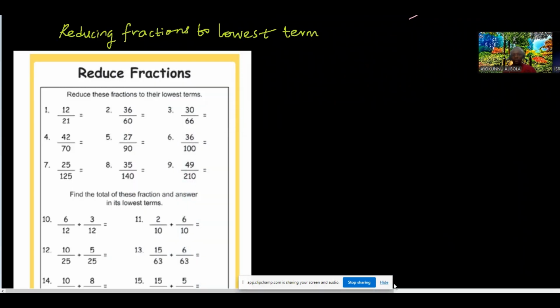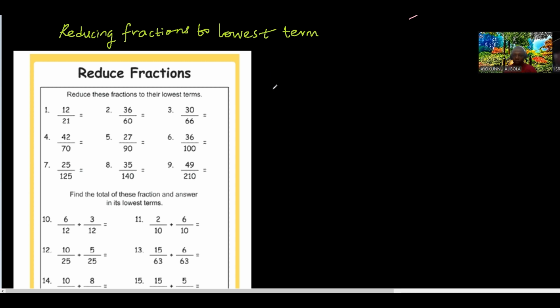So what we want to do on this page is to reduce these fractions to their lowest terms. And also at the bottom it says find the total of these fractions and answer in its lowest terms. Please concentrate so that when you're doing the remaining, I'll do some of them right now, then you do the remaining assignment by tomorrow, okay?